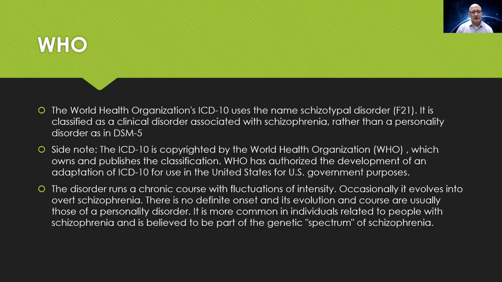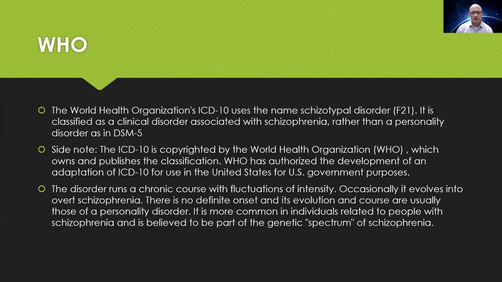According to the ICD-10, they use the name schizotypal disorder. It's classified as a clinical disorder associated with schizophrenia rather than a personality disorder, which is what the DSM-5 calls it. So the disorder runs a chronic course with fluctuations of intensity, but it's a personality, so it doesn't go away. Occasionally, it evolves into overt schizophrenia, and apparently that's at about the same rate as the general population. There's no definite onset because this is a personality, unlike schizophrenia that often has a definite onset.